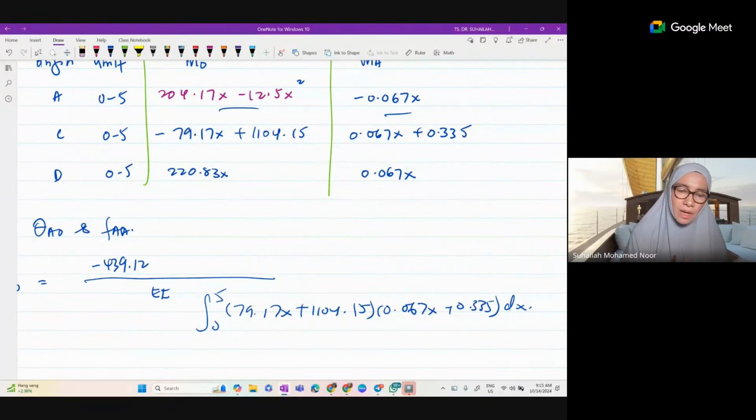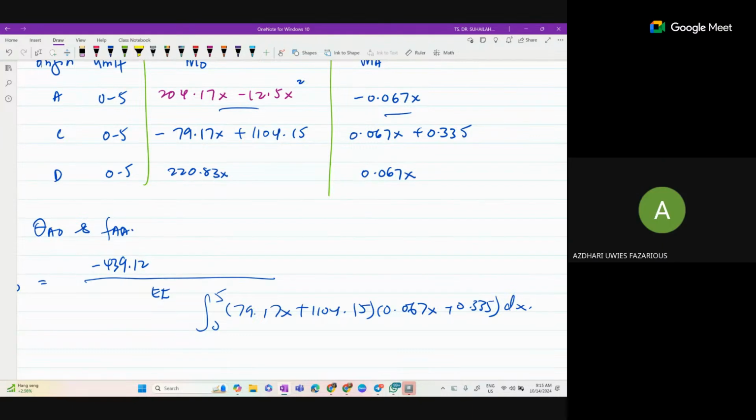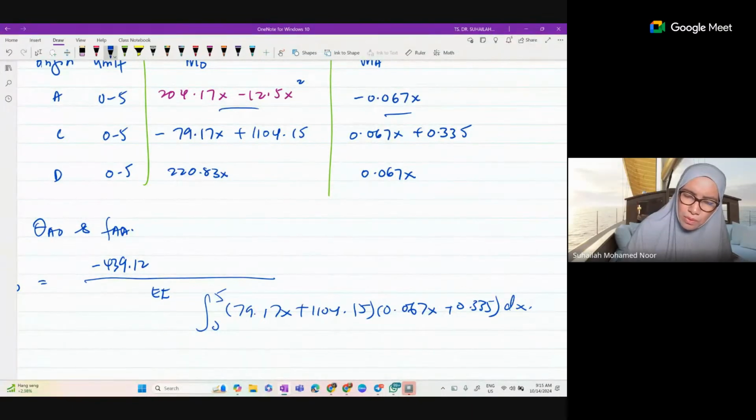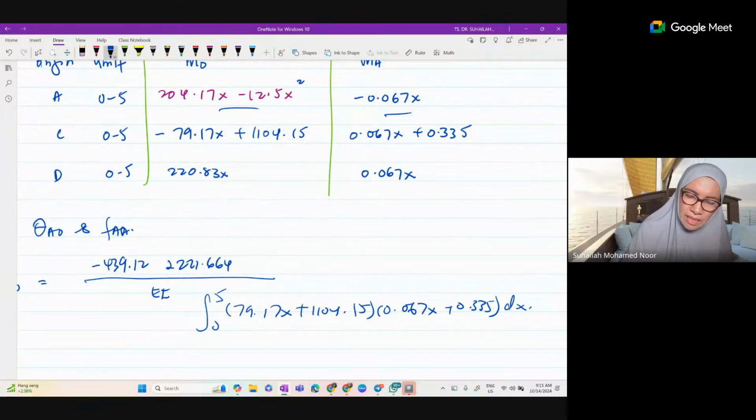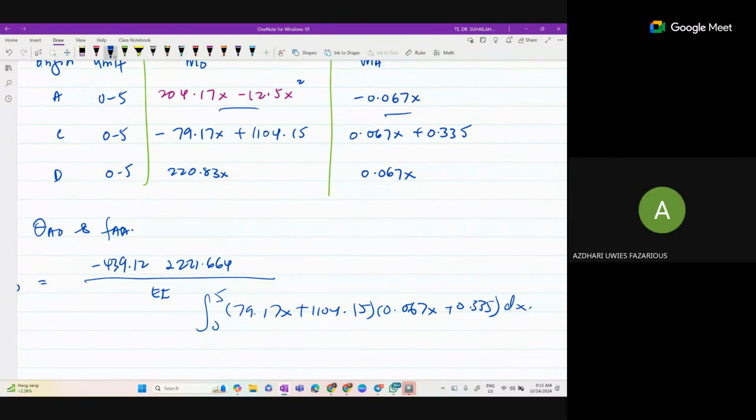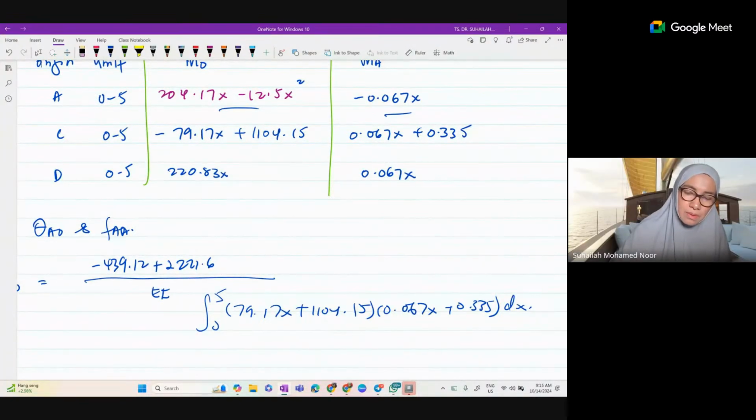Okay, number 2. Now, for member BC, what is the answer? Limit is 0 to 5. 2221.64. Apa? Depan tu? 221? 2 ada 3 2. Dia positif or negatif? Positive. 664 only. Okay, this is for BC.